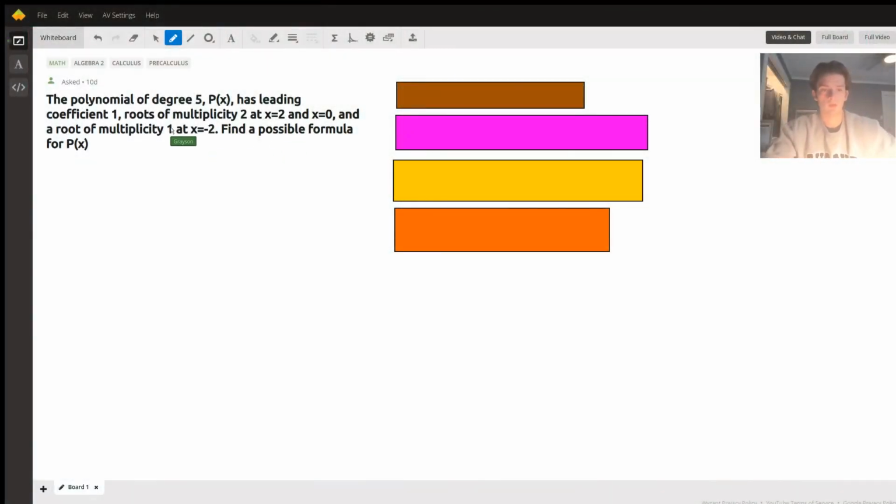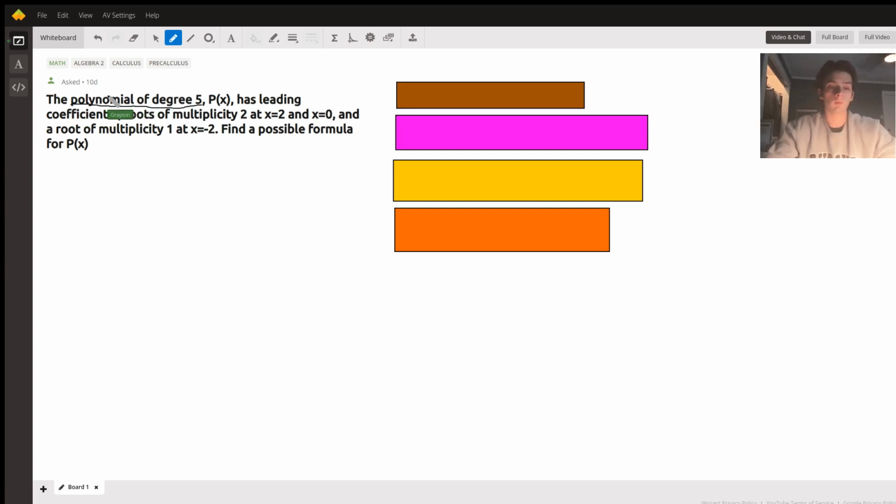So the question that we're given is to create a formula that applies to the constraints given. Reading the question: we have a polynomial of degree 5, p of x, has a leading coefficient 1, roots of multiplicity 2 at x equals 2 and x equals 0, and a root of multiplicity 1 at x equals negative 2. Find a possible formula for p of x. Okay, so we have a couple of different parts to this. To start, the polynomial of degree 5.